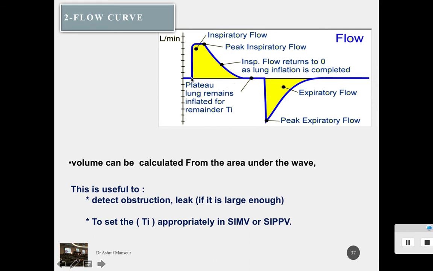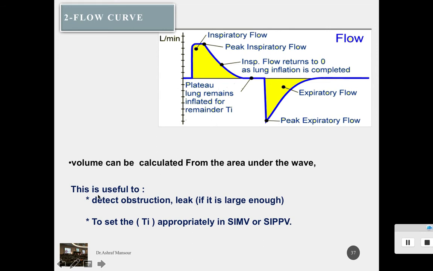And from the start of the flow to reach 100 flow, maximum flow, then it starts to decrease till we reach 0. This is the inspiratory time. And here in the expiration, it starts and reaches the peak expiratory flow, then the flow will start to decrease till it reaches 0. If the expiratory flow finishes here, for example, before reaching 0, it means that the expiratory time is less, which means that there is air trapping, or that there is a leak, and we will see this later.